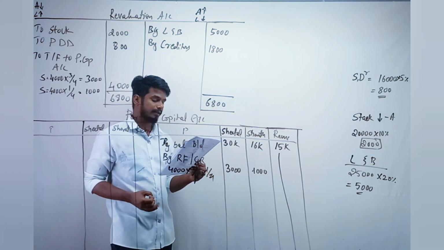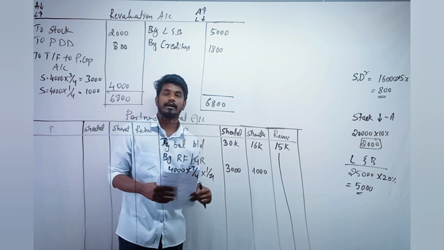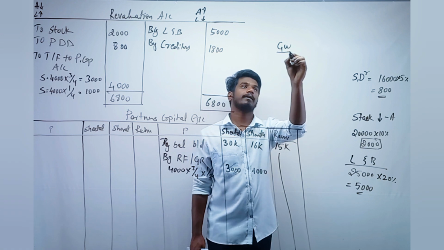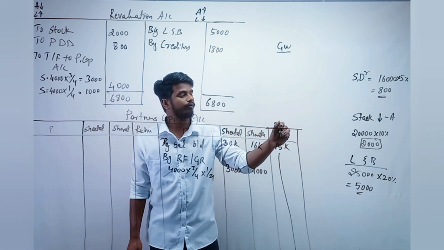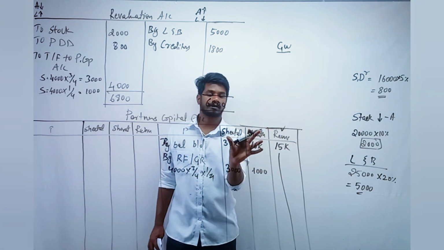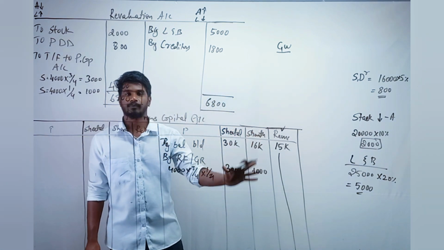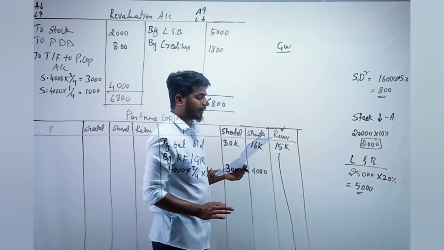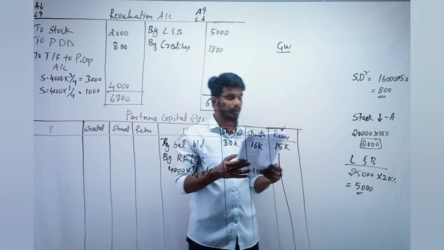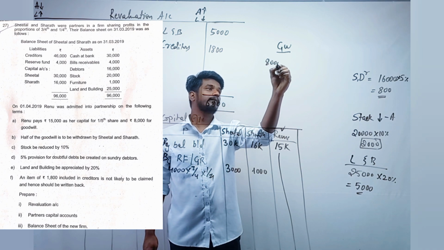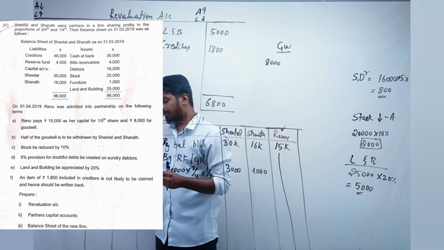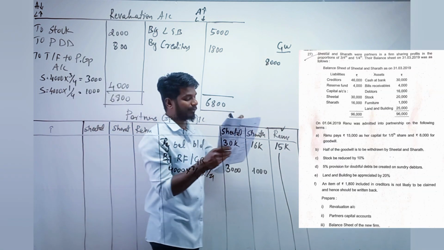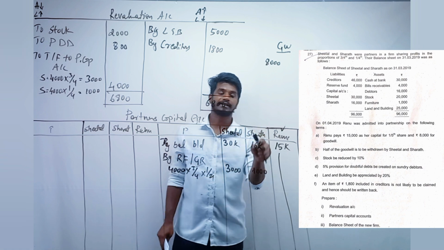So the next thing is you should record the goodwill also, correct? So we need to calculate the goodwill. We won't record it for Renu. We will record it for both old partners. Keep that in mind. Fine. How much is the goodwill? Goodwill is 8,000. One more point is given. You can read point B: half of the goodwill is to be withdrawn by Sheetal and Sharad.